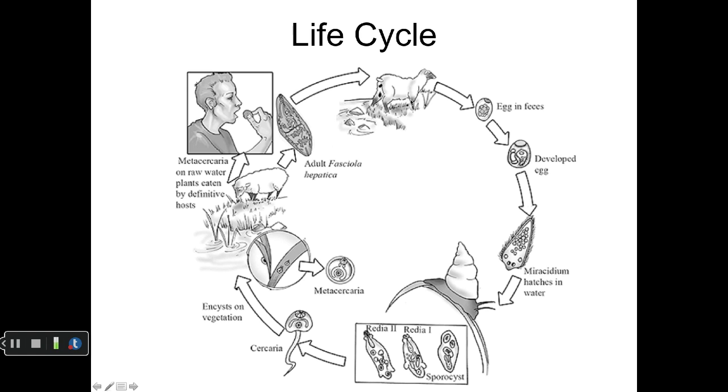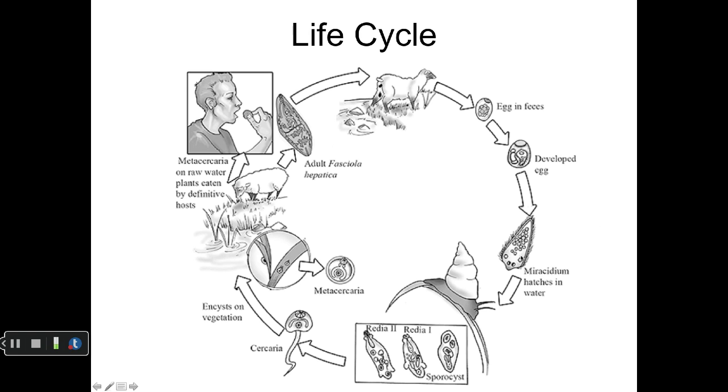So here is the life cycle, and we'll begin with an infected sheep. The sheep is harboring these adult worms in the bile passages of the liver, and the bile ducts empty into the small intestine. So it's a natural route for the eggs to follow when they're released. The eggs enter the intestine and are released in the feces.